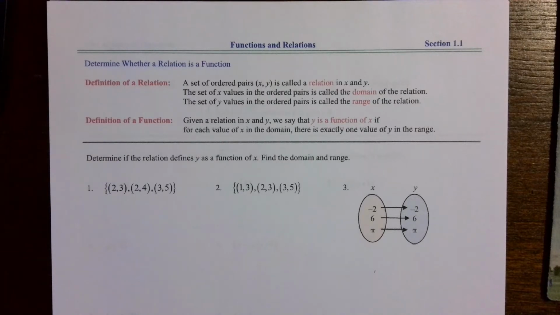Now it says the definition of a function. And here's the math jargon. Given a relation in x and y, we say that y is a function of x if for each value of x in the domain, there is exactly one value of y in the range. So it's a lot of math jargon.